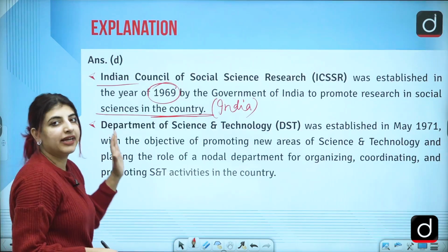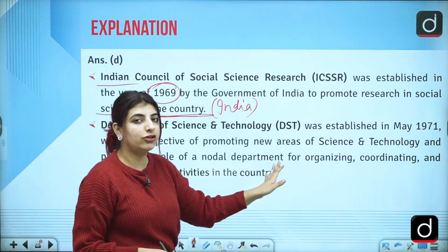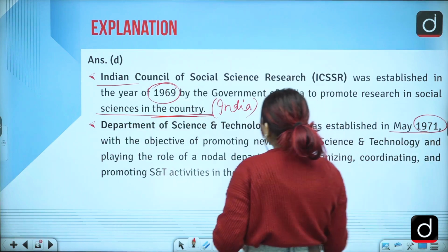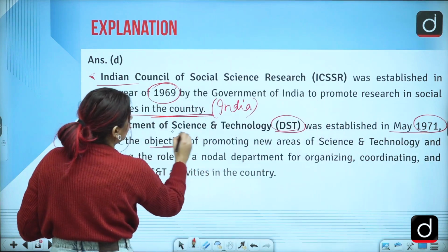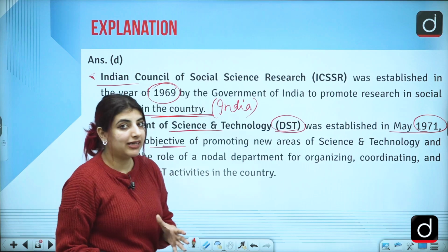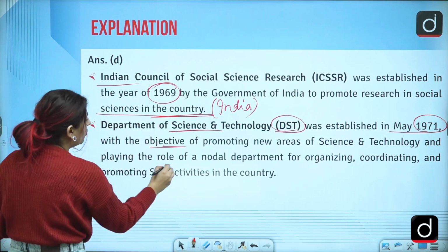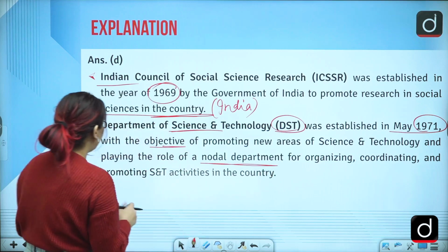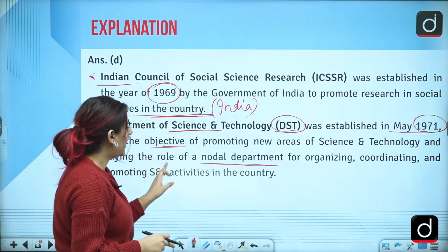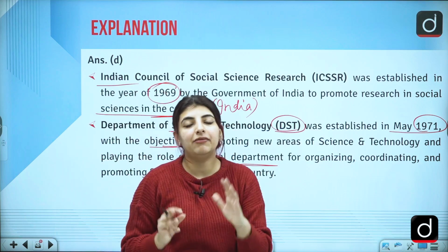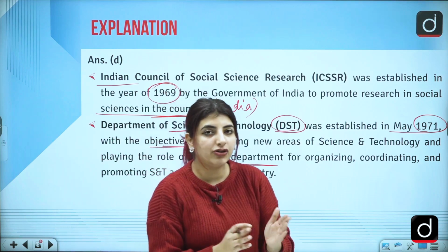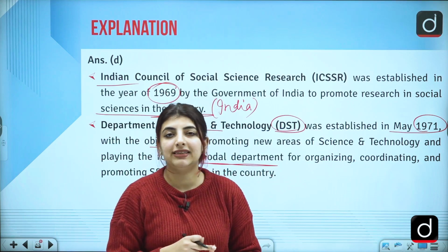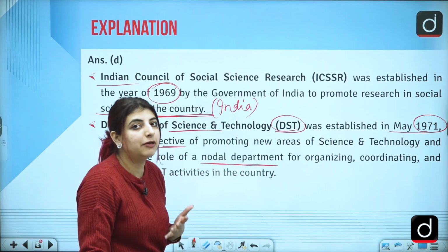Coming or moving to the next thing, Department of Science and Technology, that is DST, established in May 1971 with the objective of promoting new areas of science and technology and playing the role of a nodal department for organizing, coordinating and promoting science and tech activities in the country. So as the name suggests, DST is supposed to be there when it comes to science and technological advancement parts, correct?